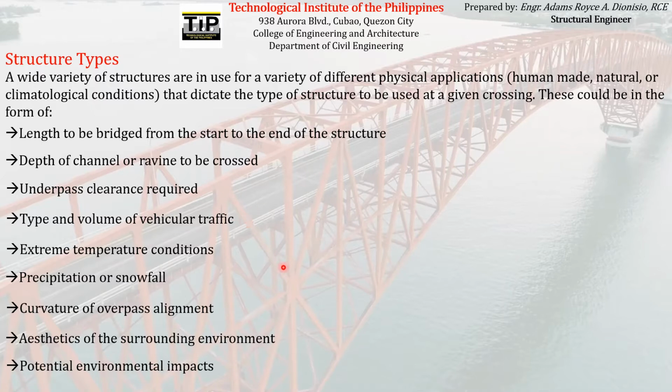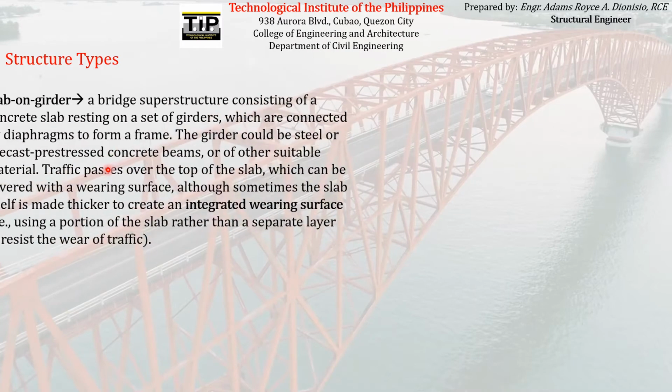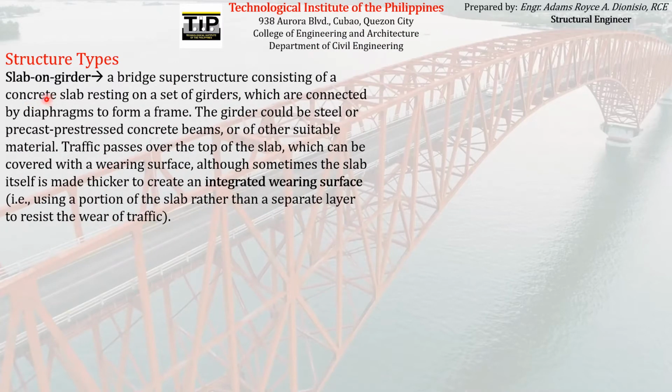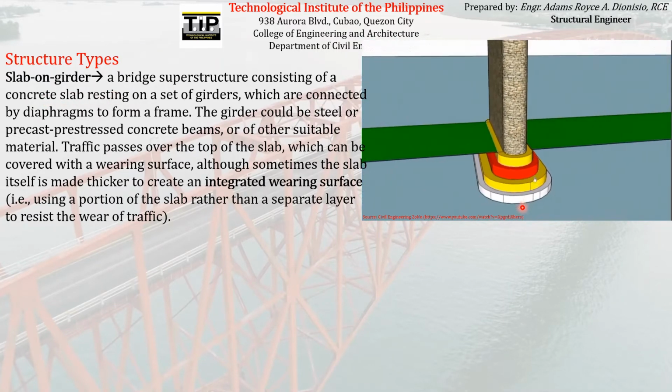So since we are talking now about structure types, there are actually several types of bridge structure that can be made depending on the location, or depending on the different factors that we have enumerated here. So the first type of bridge structure that we will study is the slab on girder. Slab on girder looks something like this.